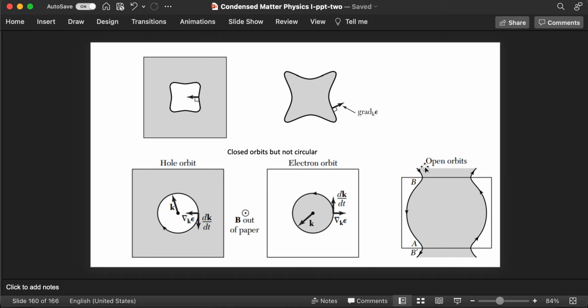But in the periodic zone scheme, it will look like it just keeps traveling. It's not closed. The orbit here or here is closed. Instead of that, you have something called open orbits. It's circular here, and it's closed. But here it's not closed, it's an open orbit, and the electron can simply travel in the presence of a magnetic field.